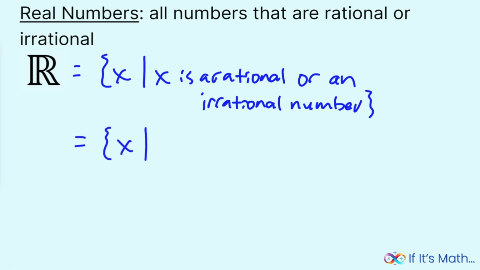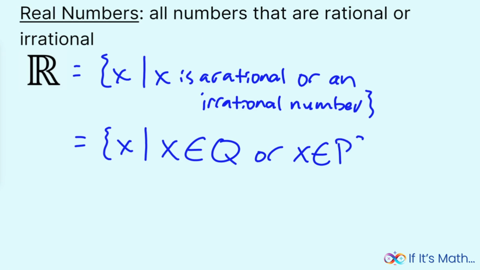If we say x is a rational number, x is an element of Q, or an irrational number, x is an element of P. So our real numbers, all numbers that are rational or irrational.